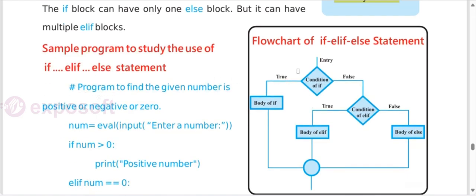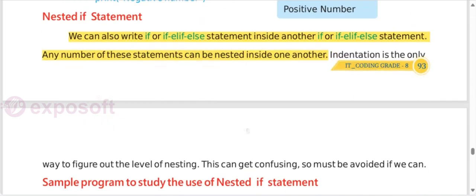Okay, so here we can see the flowchart of elif statement. If the condition is true, the body of if statement is executed, and if it is false, the condition of else if is tested, and if the condition of else if is true, the body of else if is executed, and if it is false, the body of else is executed. So this is the flowchart of elif statement. Next is nested if statement.